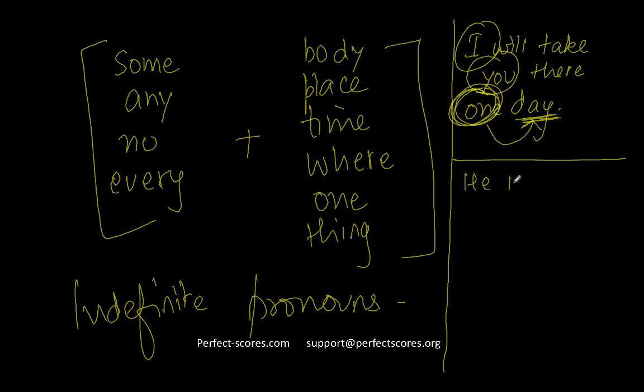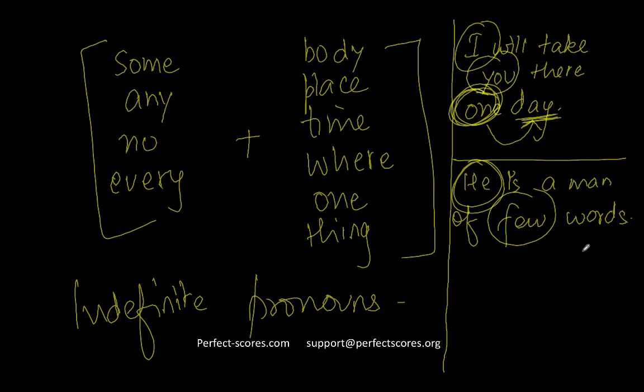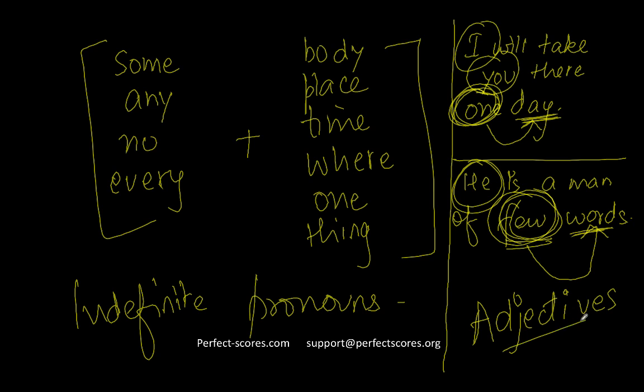Or let's take another example. He is a man of few words. And there are two pronouns, he and few. But few, the last one, is actually referring to a noun. So over here it's not acting as a pronoun. Here it's acting like an adjective. So some of these words can also be used as adjectives. Again, it depends on how the word is being used. There is no clear-cut rule.